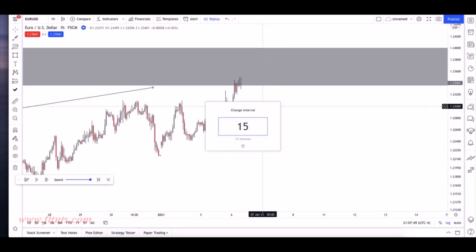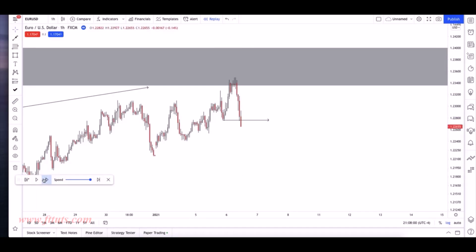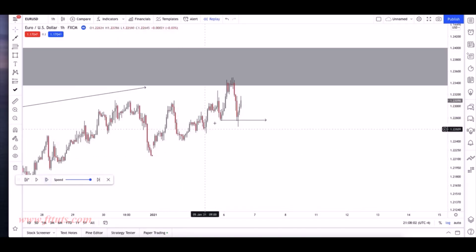We can head up, let's stick to the 1 hour for now. Would want this structure to be broken before we start to look for any sell positions, right? Because we don't want to be selling from here with a 60 pip stop loss. So now let's continue to play price and wait for that breaker structure. Now, as you can see, price wicked out and broke that structure.